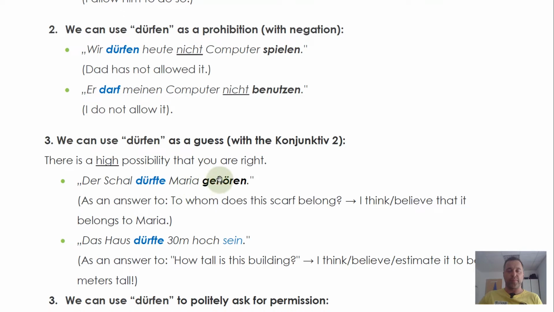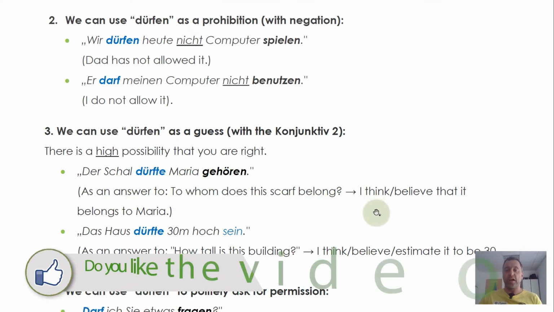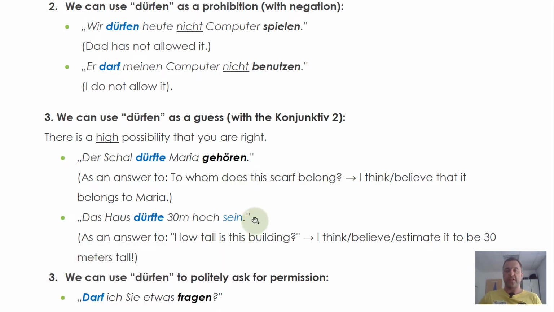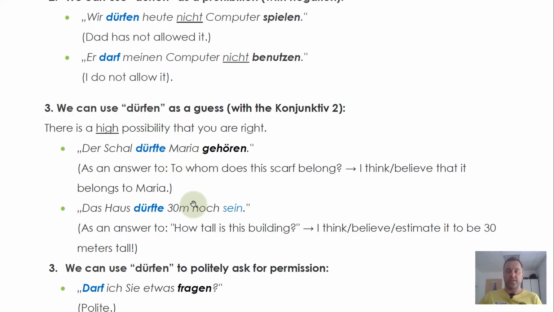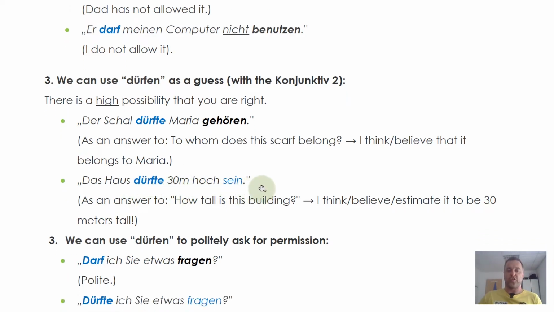Der Schal dürfte Maria gehören. So that's, for example, the answer to: To whom does this scarf belong? I believe that it belongs to Maria. This scarf should belong to Maria, but "should," I will show you later, is actually a lower chance in German, sollen. This is even higher than if I would say in English it should belong to Maria. Das Haus dürfte 30 Meter hoch sein, so the house should be 30 meters high. How high, how tall is the building? I believe it's estimated to be 30 meters tall.